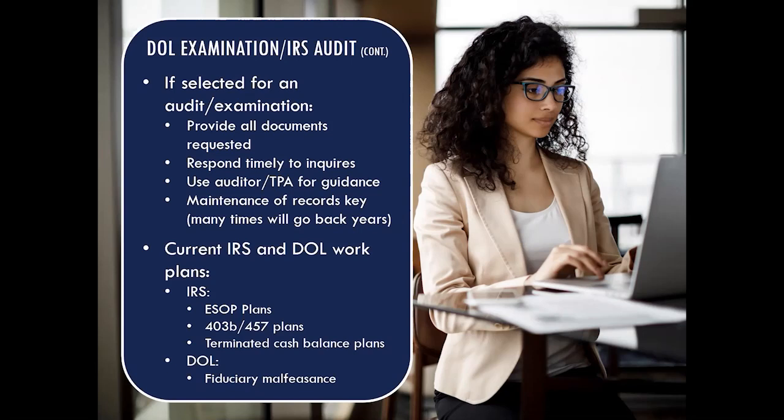With the 403(b), 457 plans, and terminated cash balance plans, they're looking to ensure that the Internal Revenue Code provisions specific to those types of plans are adhered to, such as universal availability in 403(b) plans. In 457 plans, they might be looking for excess contributions and the proper use of that special 3-year catch-up contribution rule.